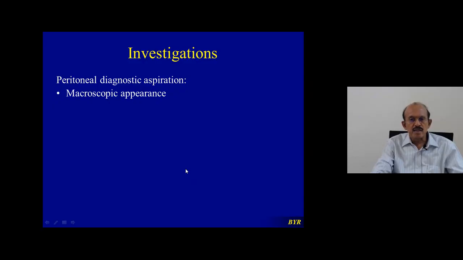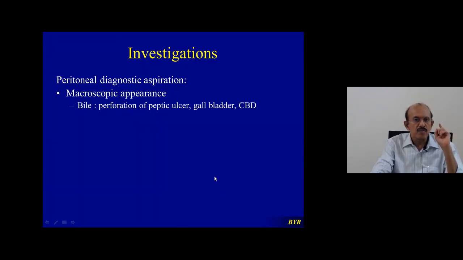Then in doubtful cases, you can do peritoneal diagnostic aspiration. You aspirate the peritoneal fluid and look at it. In any case of peritonitis, there will be abdominal distension. Under ultrasound guidance, you see where peritoneal fluid is collecting, either in the flanks or in the pelvis. You pass a needle and aspirate the fluid. Just look at it first.